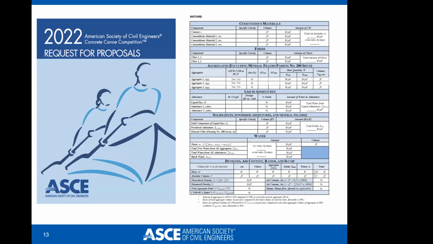So this is the dreaded mixed design table within the 2022 request for proposals, very similar to previous years. Almost exactly the same as last year. The only noted difference is on the very, very bottom: you'll see that there's a C330 plus RCA ratio calculation. And that's just basically your percentage that has to be equal to or greater than 50%.